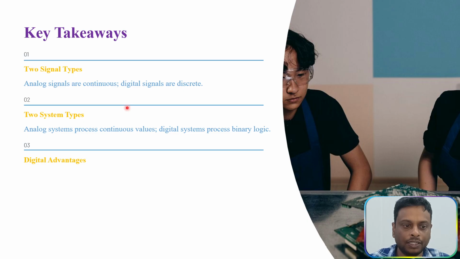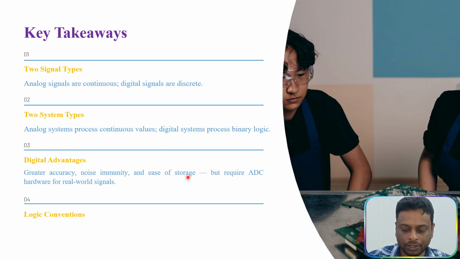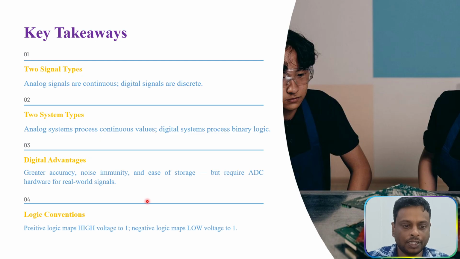Similarly, the digital advantage is that it has greater accuracy, noise immunity, and ease of storage, but it requires some conversion, that is analog to digital conversion for real world signals. Similar to the logic convention we have seen, there are two: positive logic and negative logic. Positive logic maps high voltage to logic 1, and negative logic maps low voltage to 1. These are the takeaways from this lecture.